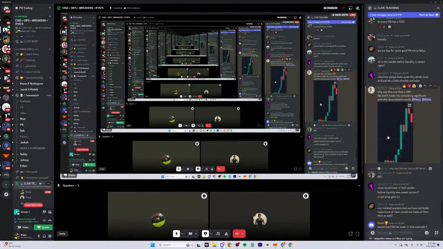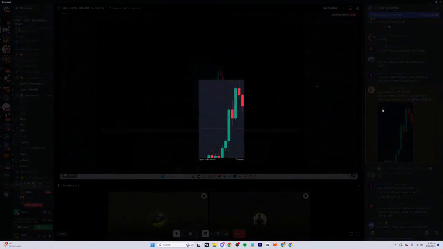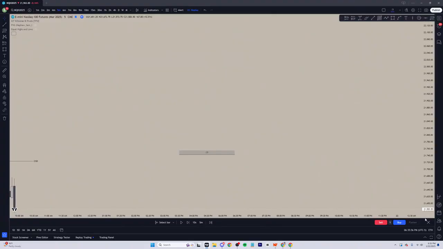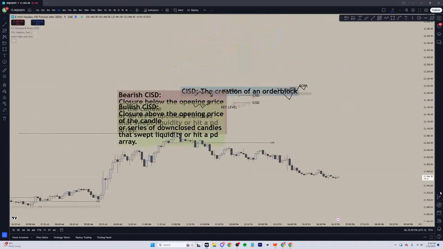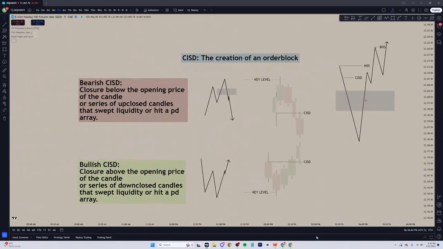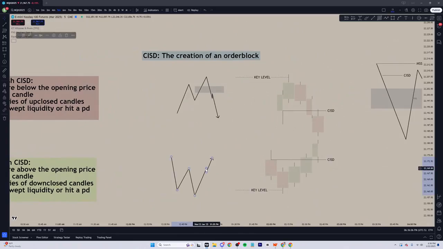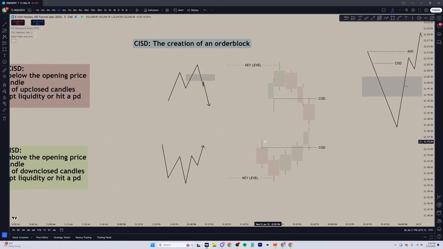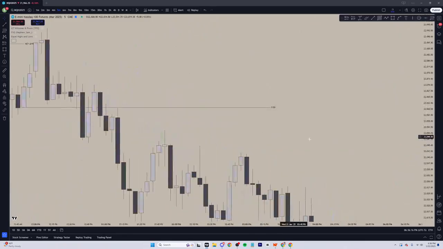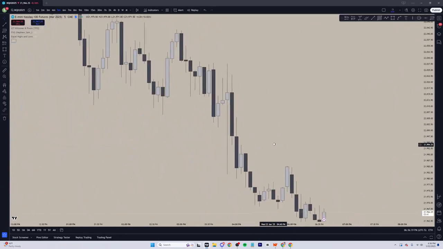Why was this one then an OB? We didn't trade into something significant with this down close candle. Yeah, so an order block, let's just get into order blocks really quick. An order block is essentially a green candle that's sandwiched in between two red candles, or a red candle that's sandwiched in between two green candles. So a really good order block is when we trade into a key level.